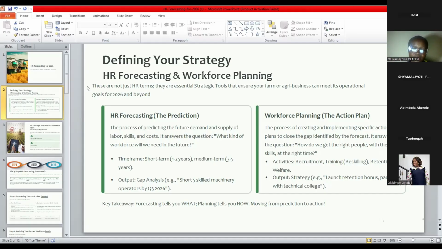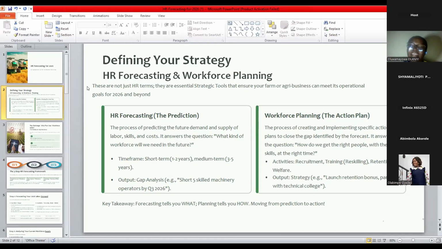So HR forecasting answers the question: what kind of workforce will we need in the future? It works with time frames. It can be short term, 1 to 2 years; medium term, 3 to 5 years; and even long term, which can be 10 years and above. Then it also has an output, which is the gap analysis. Are we short of skills, not just short of personnel? Are we having 10 skilled men, or 10 but only 5 skilled men, or 5 skilled machineries? That is what HR forecasting is.